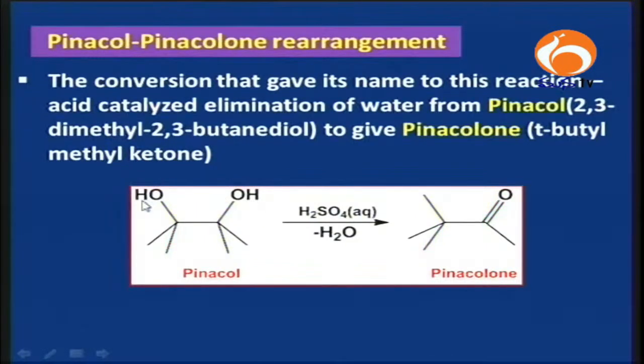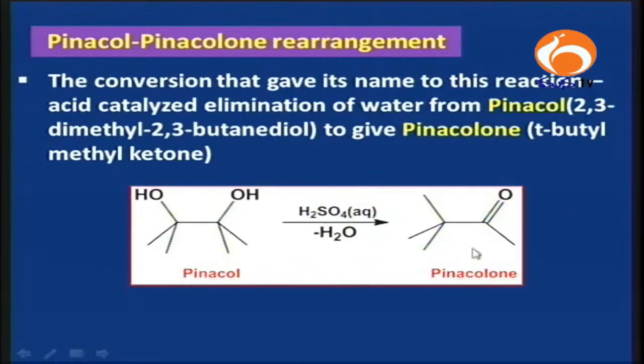That means it is having two hydroxy groups on two carbon atoms which are immediate neighbors to each other. These two carbon atoms are known as vicinal carbon atoms and they are having the hydroxy groups. Therefore, this is known as a vicinal diol. When this is treated with the acid catalyst, then it will undergo a rearrangement to form the pinacolone.